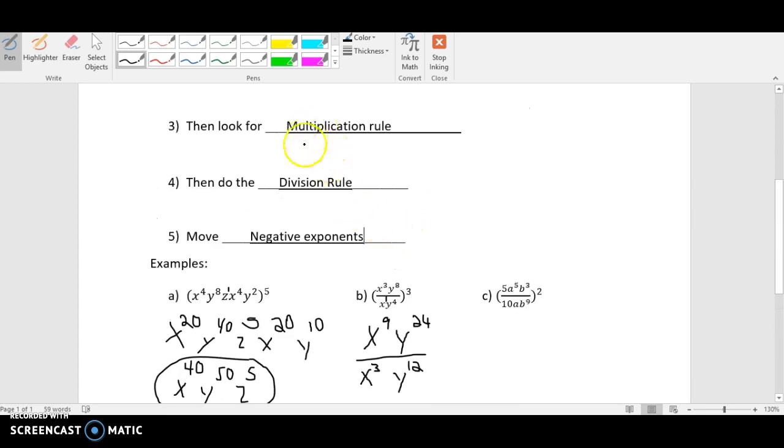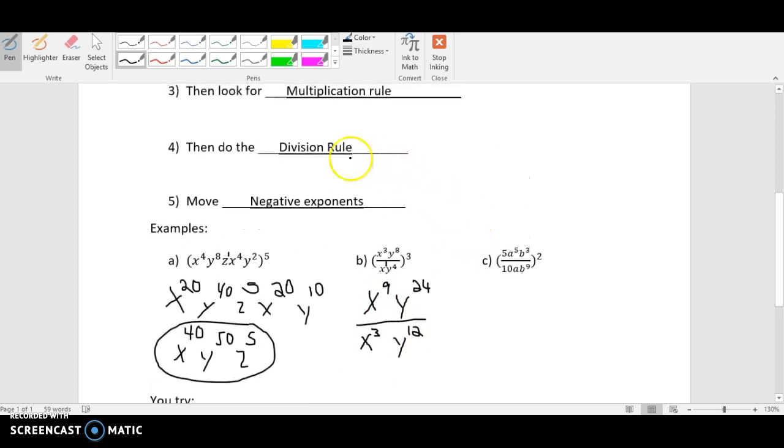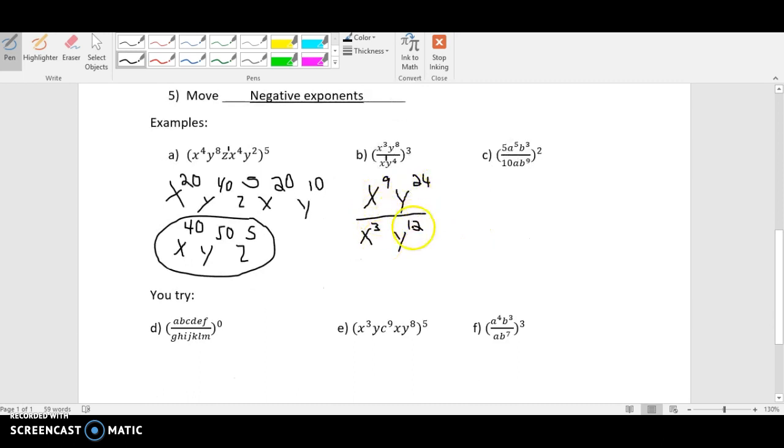Next thing I'll go ahead and do is look for the multiplication rule. I don't have anything being multiplied that has a like base, so I cannot add their exponents together. The next thing I'll look for is division rule. I do have division rule, which means I subtract the exponents. 9 minus 3 is going to give me x to the 6. And 24 minus 12 is going to give me y to the 12th.